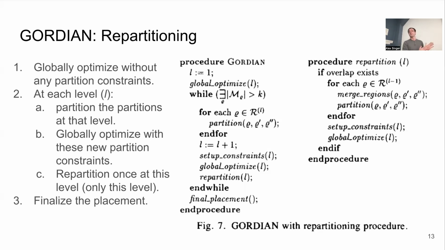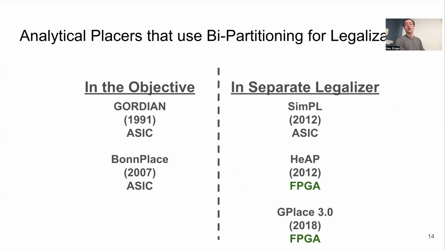So that's Gordian. Gordian is the oldest one I have for using bi-partitioning. I'm sure there are other papers that do stuff like this, but this was the one that many papers in analytical placement cite. We're going to now move on to our next paper, which is going to be BonnPlace.